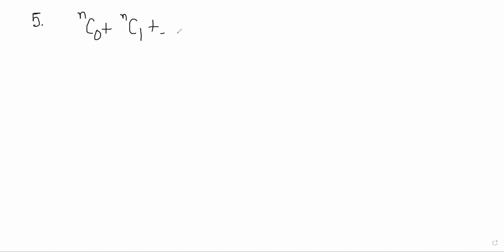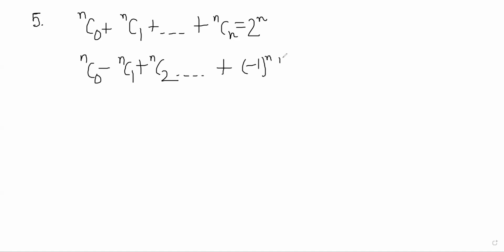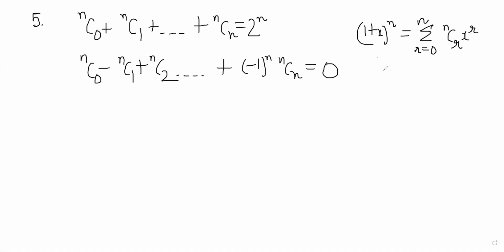nC0 plus nC1 till nCn is 2 power n, nC0 minus nC1 plus nC2, plus minus 1 power n nCn is 0. So these are obvious from the expansion of (1 plus x) power n equal to summation of nCr x power r, r goes from 0 to n. In this, if you put x is equal to 1 and minus 1, you will get these identities, right? Okay, the next property is this one.